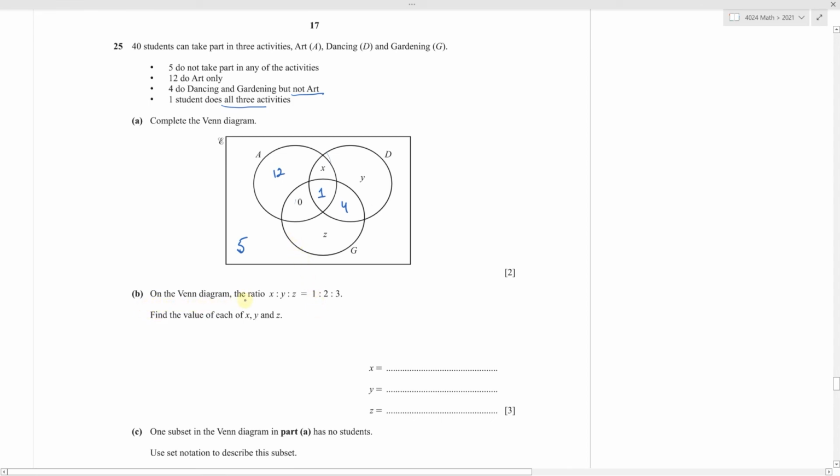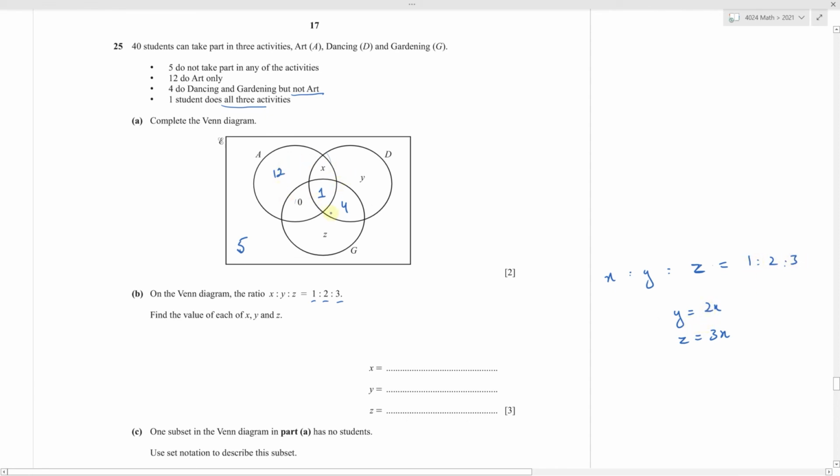Part B is on the Venn diagram, the ratio x ratio y ratio z is 1 ratio 2 ratio 3. Find the value of x, y, and z. So if x ratio y ratio z is equal to 1 ratio 2 ratio 3, that means y is 2 times of x, right? That's why x ratio y is 1 ratio 2, and x ratio z is 1 ratio 3. That means z is 3 times of x. So y is 2x and z is actually 3x because it is 3 times x.